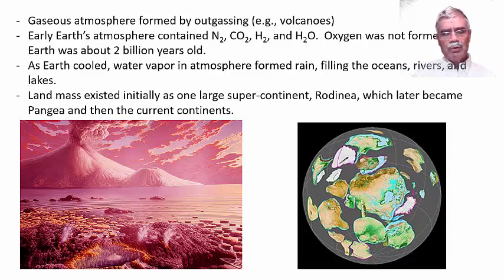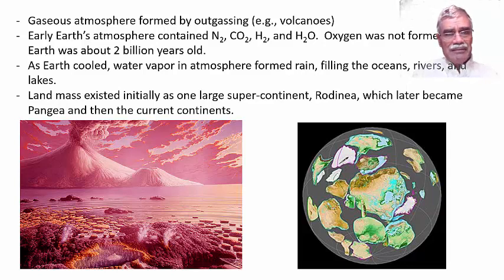Now, as the Earth further cooled, the water vapor in our atmosphere eventually got cool enough to condense into liquid, and we had rain, which filled the oceans and the rivers and the lakes. You could imagine how much rain must have happened in order to form all the water in the ocean and the lakes and rivers.